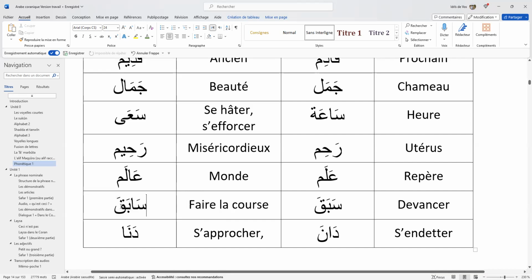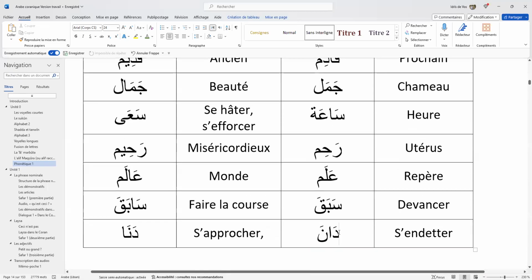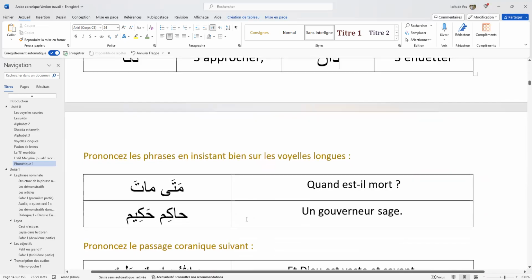So, the long vowels are not gadgets. One last example here, Adana, to fall into debt, and Danana, to draw near. And we could multiply the examples endlessly, because there are an enormous number of them. Here, a little sentence to put it into practice.